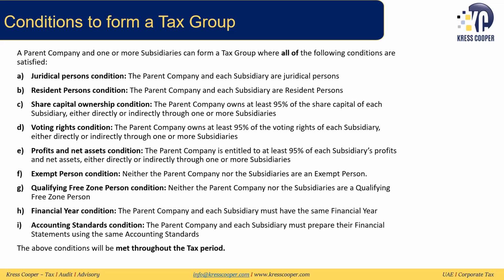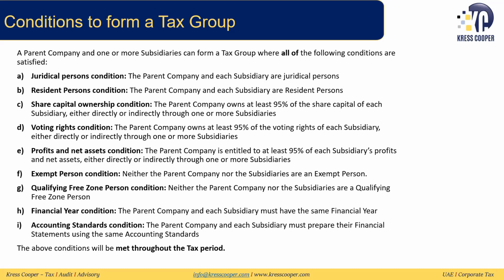So these rules need to be met, and if you are a resident of one company under this agreement, then you will be considered as that for that. Then we need to meet the share capital ownership condition. This condition says that the parent company needs to own at least 95% of the share capital of each subsidiary, either directly or indirectly.